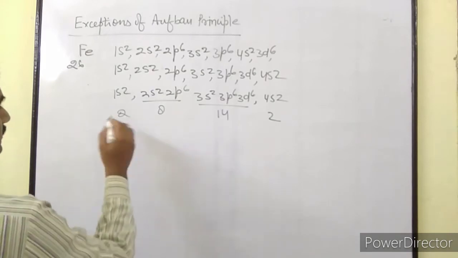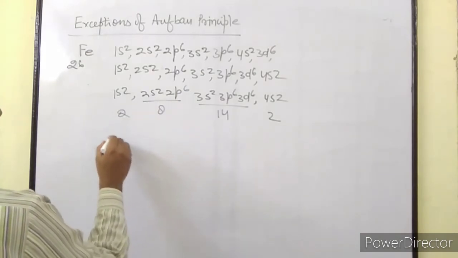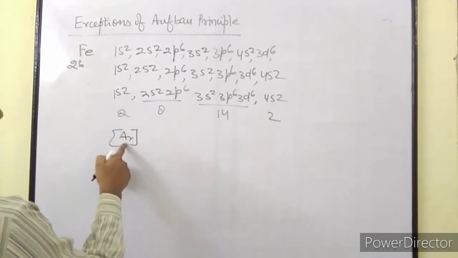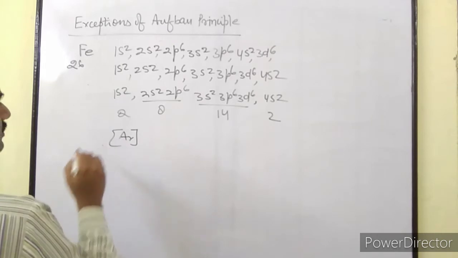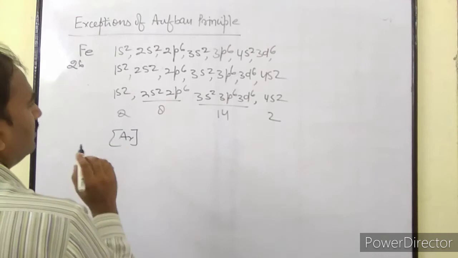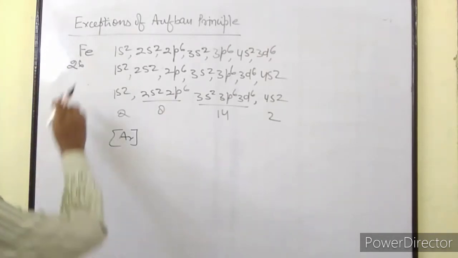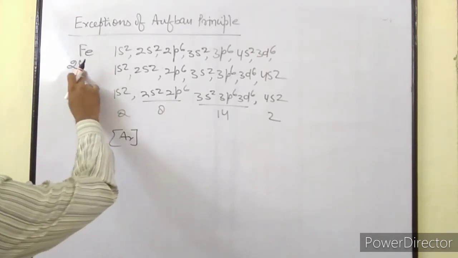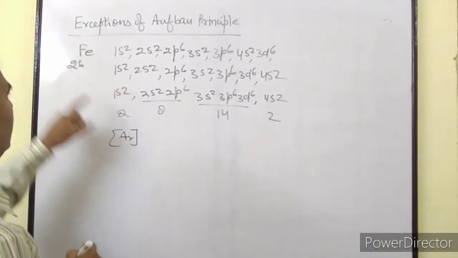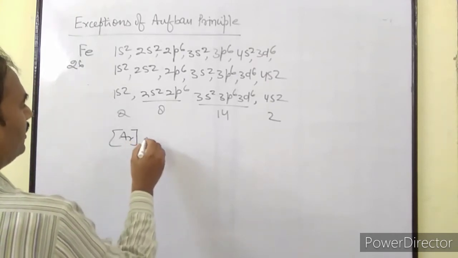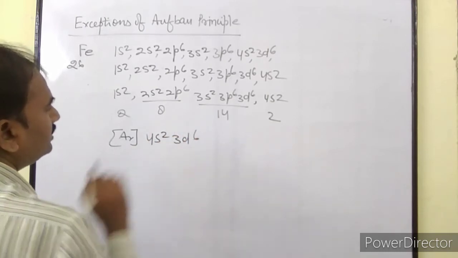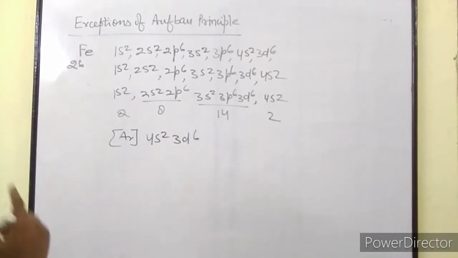Next method is argon. We know very well atomic number of argon is 18. So up to 18 we can write it by this symbol. Rest electrons are total in number 8. 18 plus 8 equal to 26. We can write like this: 4s2, 3d6.